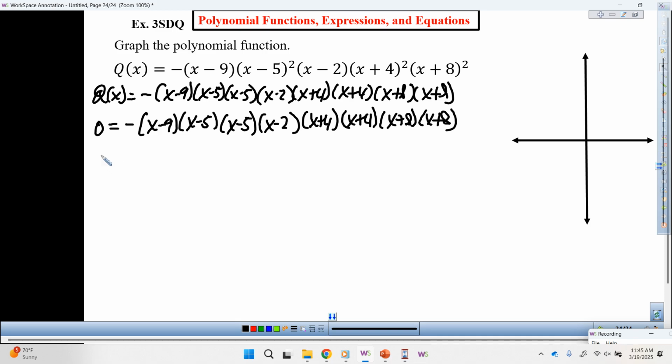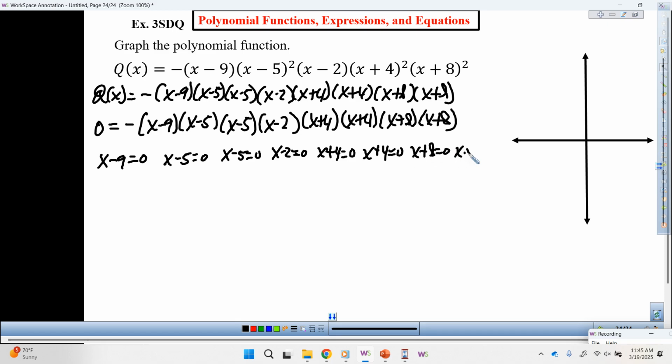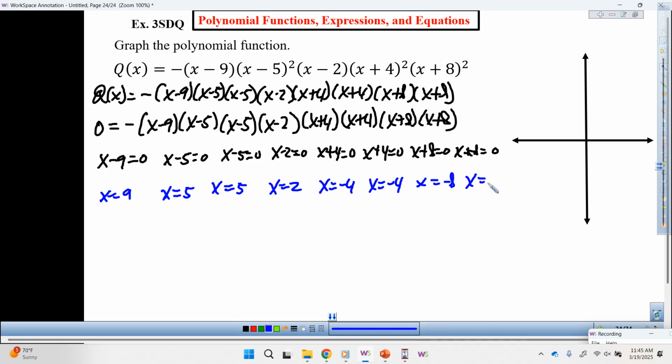Set each one equal to 0. X minus 9 equal to 0. X minus 5 equal to 0, X minus 5 equal to 0. X minus 2 equal to 0. X plus 4 equal to 0, X plus 4 equal to 0, X plus 8 equal to 0, and X plus 8 equal to 0. So, I'm just going to write solutions for all of those. This is X equals 9, X equals 5, X equals 5, X equals 2, X equals negative 4, X equals negative 4, X equals negative 8, and X equals negative 8.